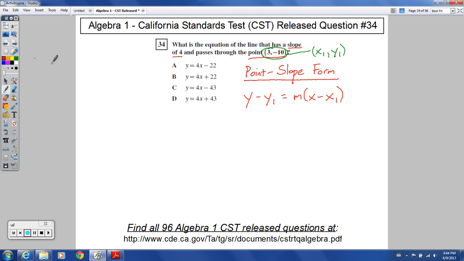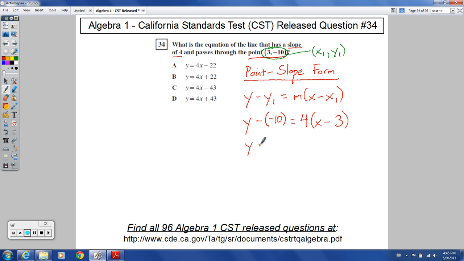So if we plug those things into the formula, we leave y and x, the plain y and x, as variables, but we plug in the values that we were given here. So this would be y minus, notice the form has a minus sign in it, so you need to subtract a negative 10. You replace y1 with what it equals. It equals negative 10. Your slope, that's your m part right here. That's the 4. So you have 4 times x minus x1, which is just positive 3. The form has a minus sign in it, so this should be x minus 3.